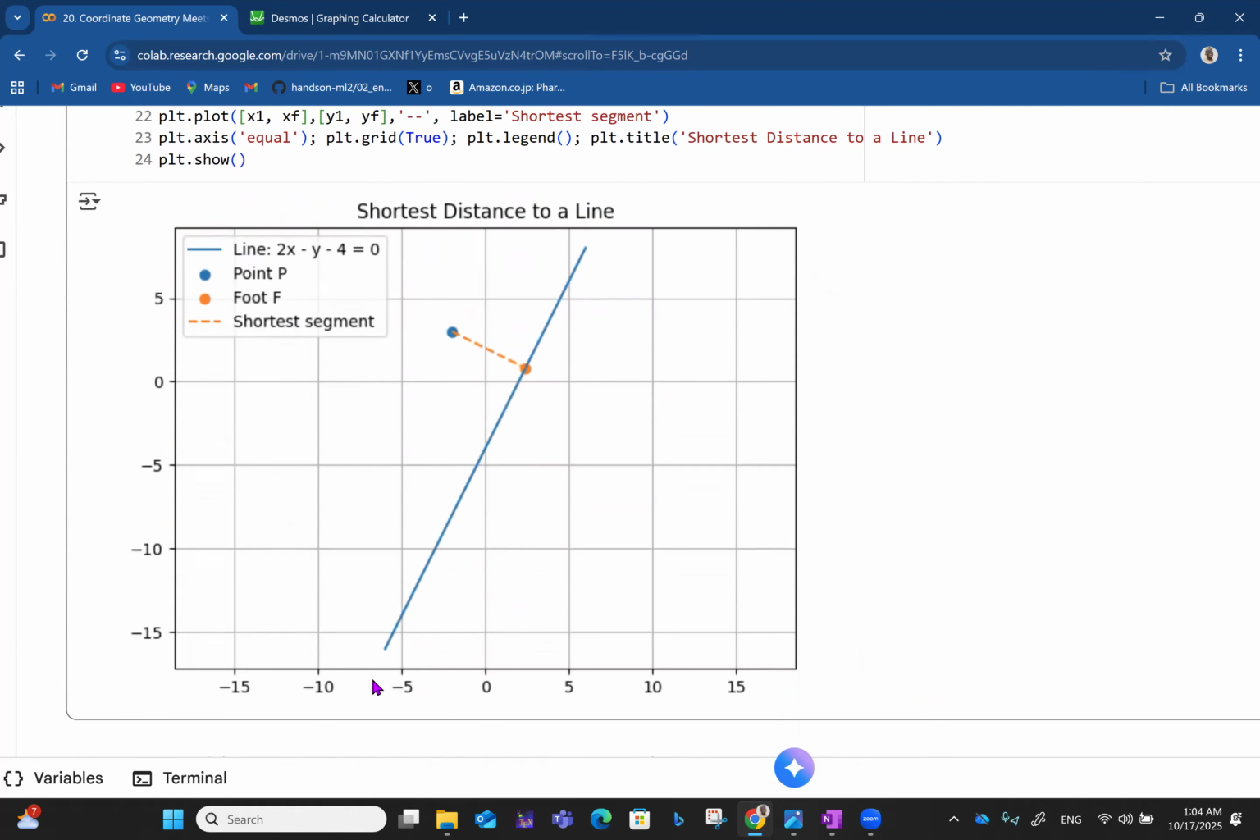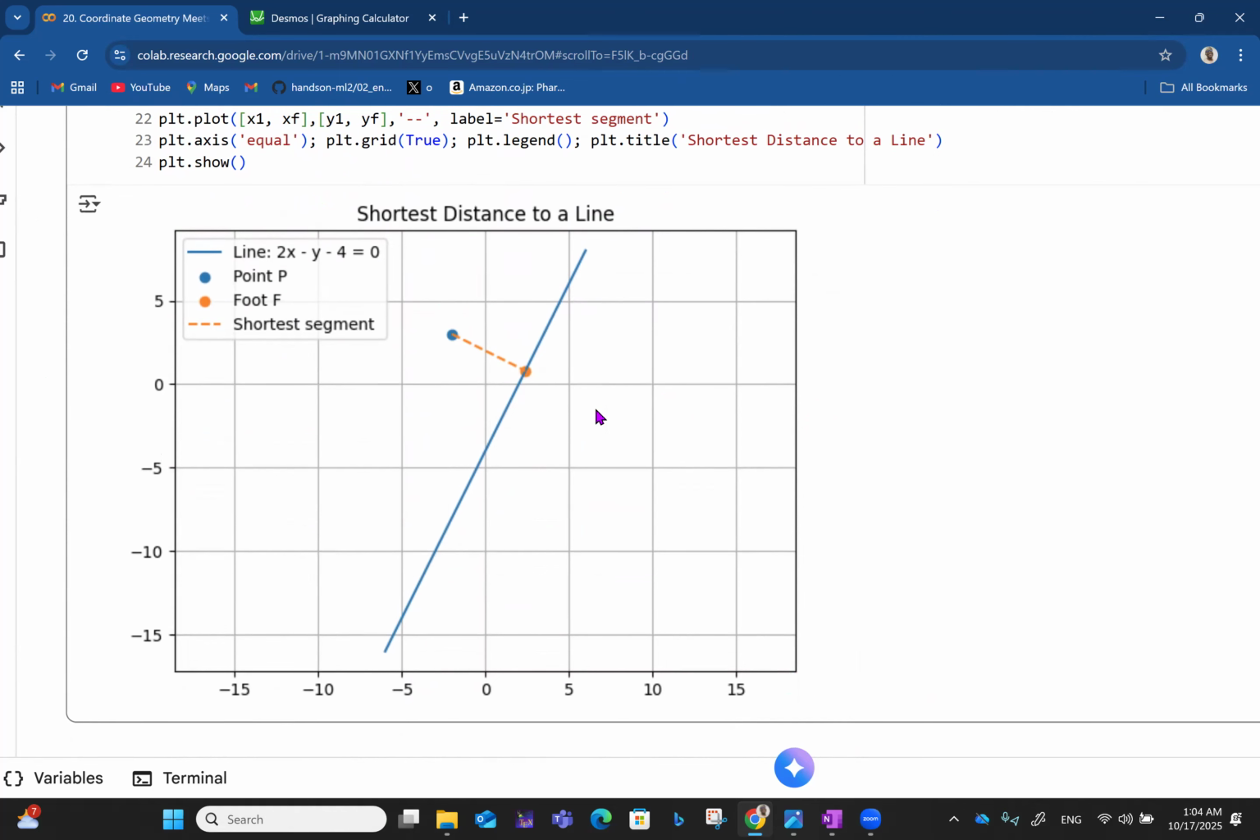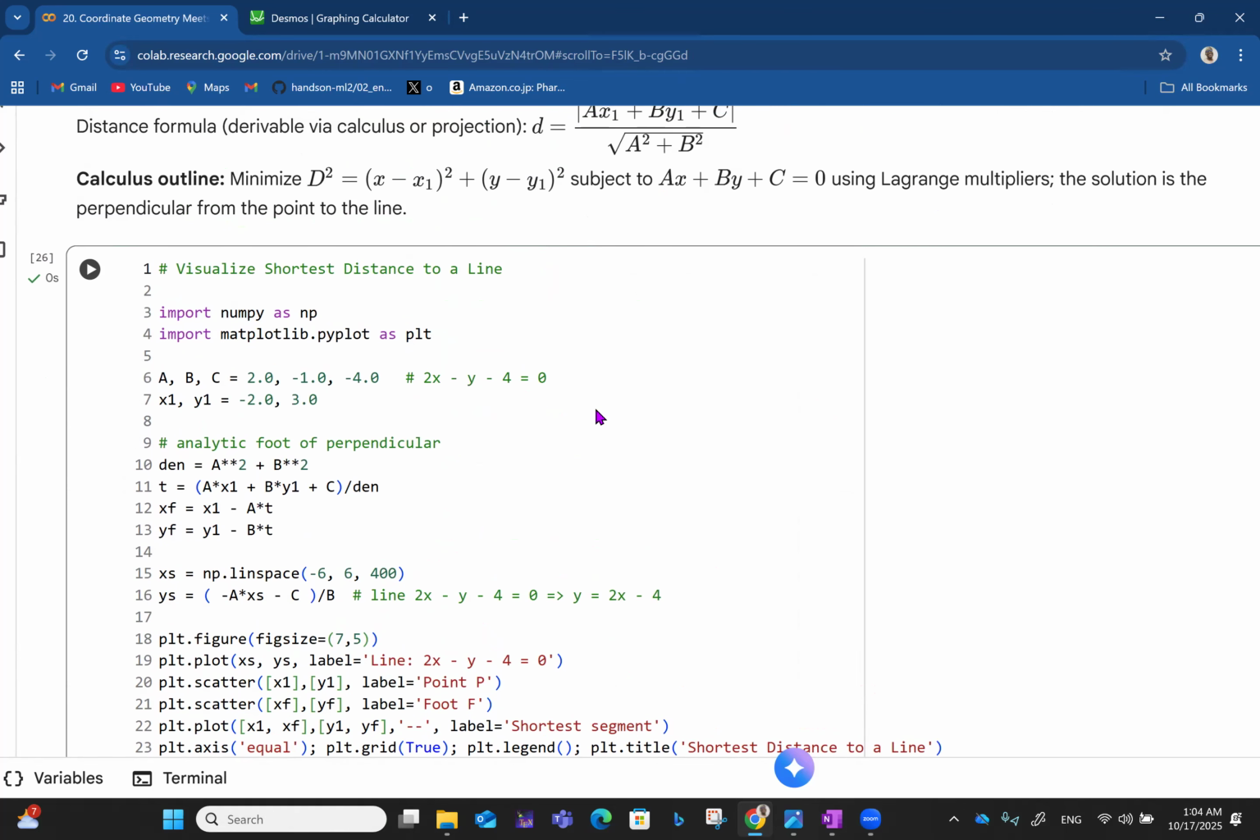So imagine you have this line going, and then the shortest distance from this point to this point. Of course, you can have this distance, you can have this distance, you can have all kinds of distance, but this is the one you have, which is the shortest. And that is the line 2x minus y minus 4 equals 0. So you have point P, you have the foot F, and the shortest segment is this PF, if you like.